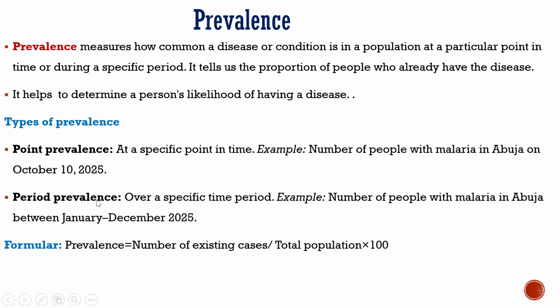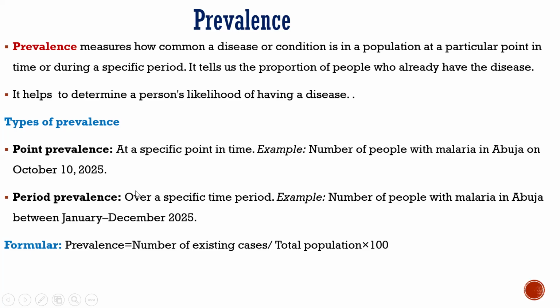While period prevalence tells the prevalence rate over a specific period of time. For instance, the number of people with malaria in Abuja between January and December 2025, or the prevalence of hypertension from 2020 to 2025. So period prevalence is over a specific period of time. But when it comes to point prevalence, it's very straight to the point. Okay, this is the day that this prevalence data was taken.